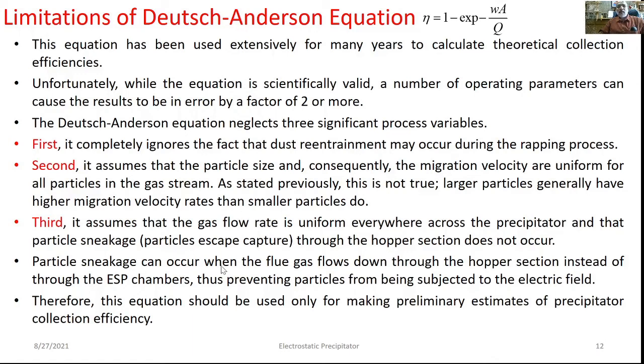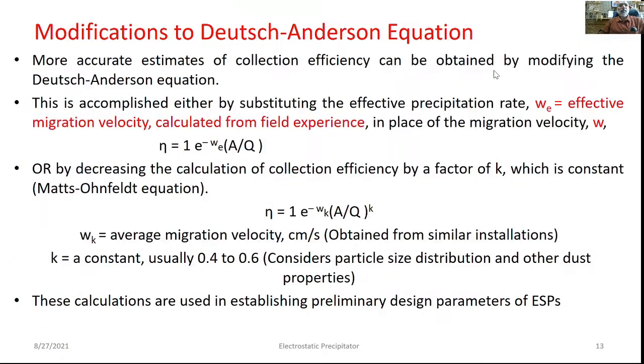In fact, this particle escape from capture, which is termed leakage, can occur when flue gas flows down through the hopper section instead of through the ESP chambers or tunnel or duct, thus preventing the particles from being subjected to the electrical field. Thus, this particular equation can be used just for the preliminary estimation of the efficiency and not the realistic value. Hence, certain modifications are suggested for this equation.